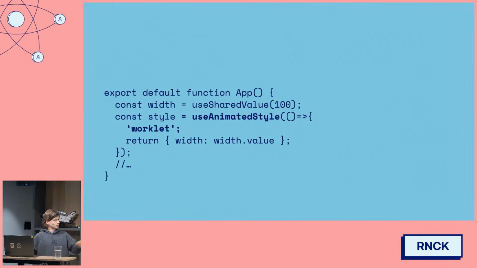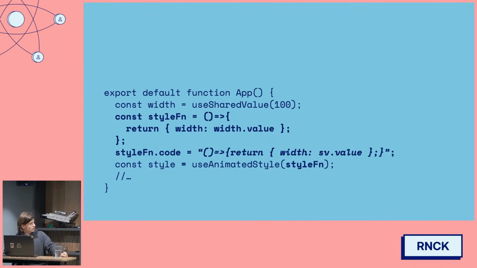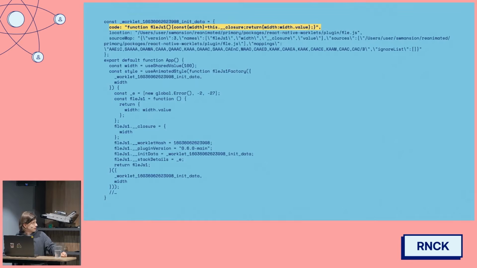We have a simple code that uses React Native Reanimated, and we have useAnimatedStyle with a worklet inside. And the transformation that the plugin does is the following. The function from the useAnimatedStyle is extracted out, and a code property is appended to it with the whole code of the function itself. And then this function is passed to useAnimatedStyle as a parameter. The actual transformation is a bit more complicated, but the key component is still that code there, the whole code of the function.